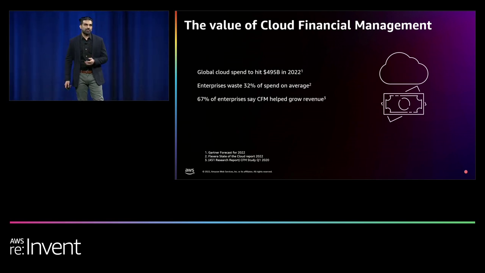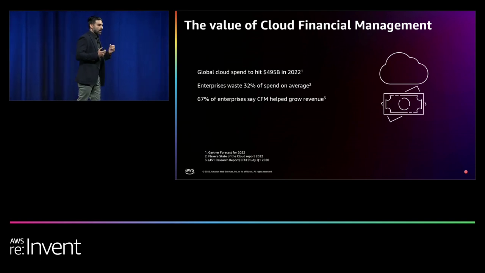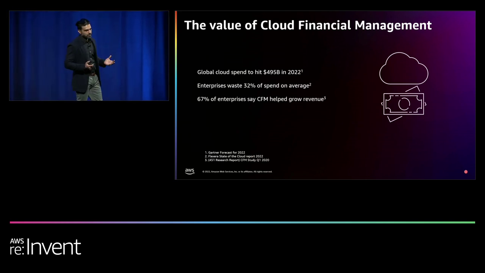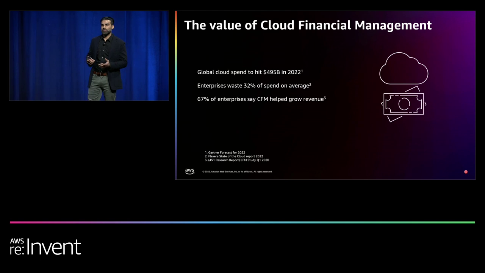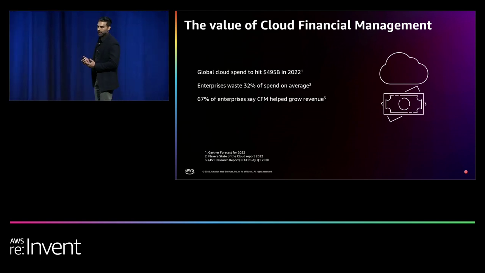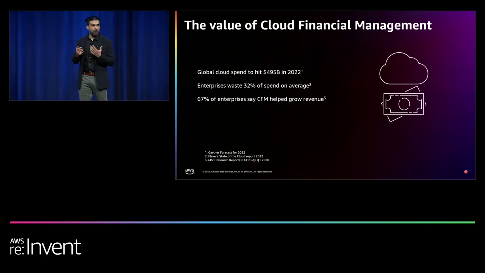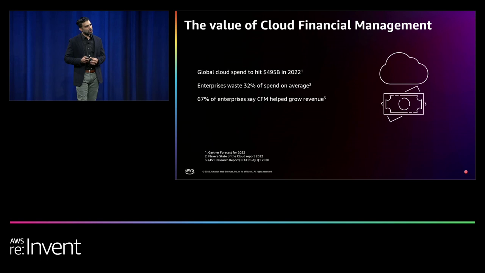So the same study, Flexera, found that companies who have earnestly practiced cloud financial management are meaningfully benefiting from that. 67% of the enterprises say that CFM has helped them grow their revenue. So how do most customers get started?